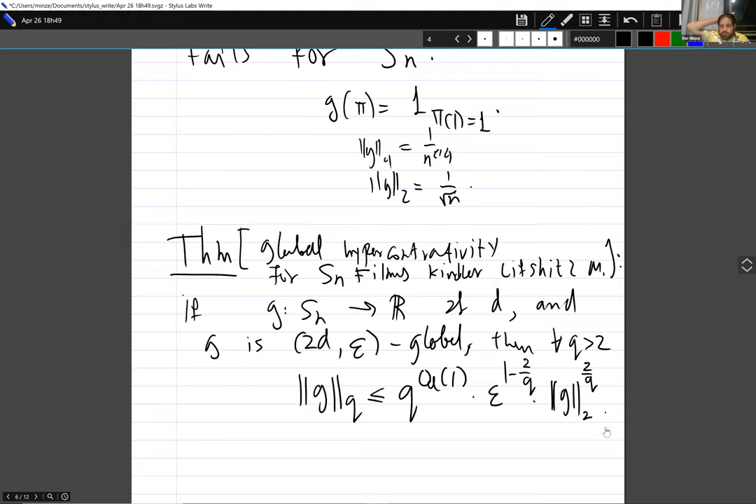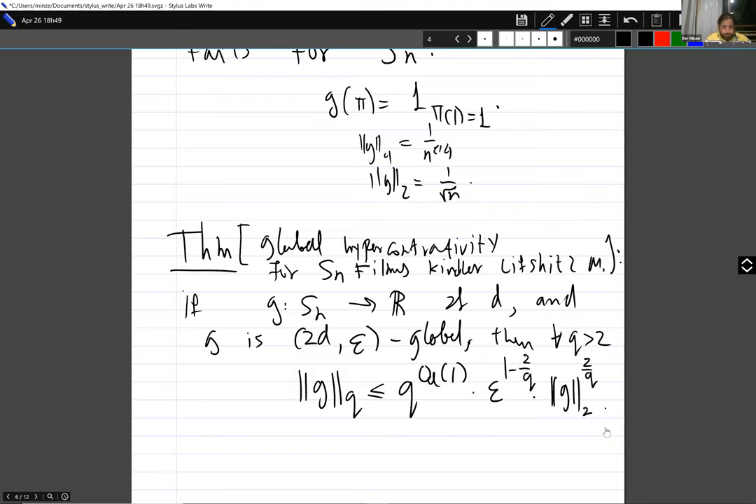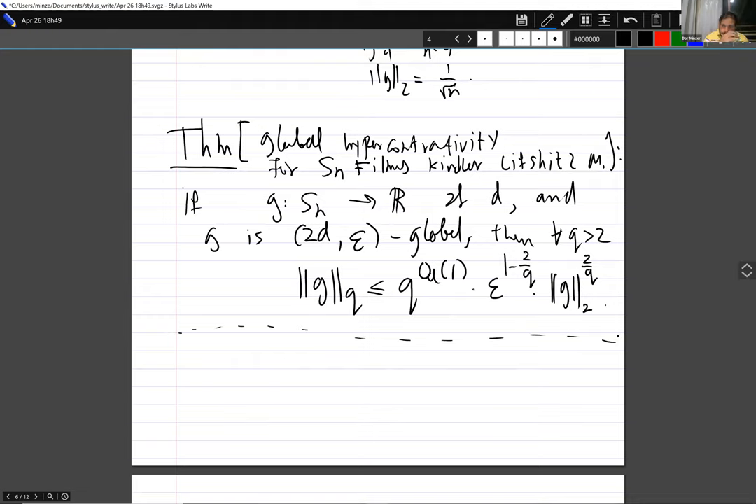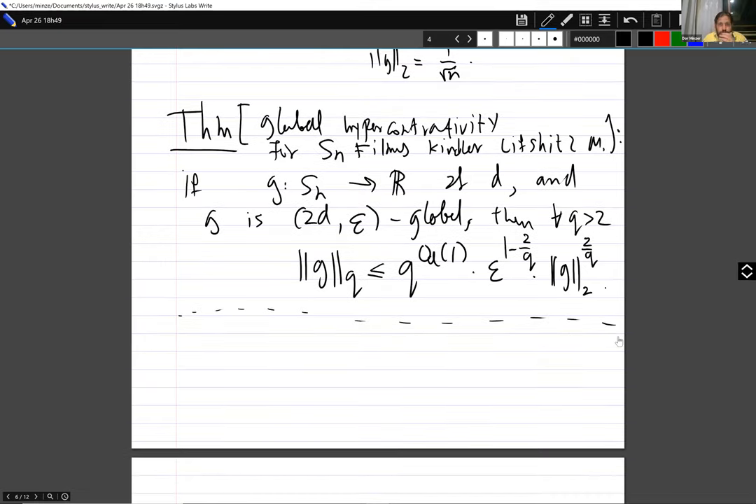As a sanity check, if our function were very global, if epsilon was the two norm of g, so that we never managed to increase the two norm with restrictions, then we'd recover the original hypercontractive inequality, right, because then the power is just set to one. But in general, this is what we can prove. So this is what global hypercontractivity is.